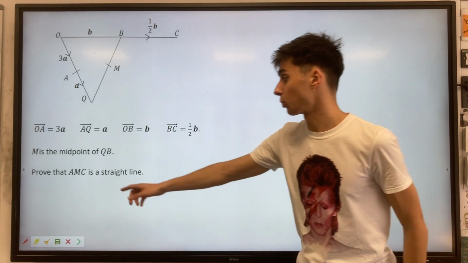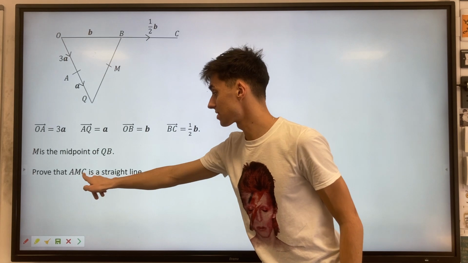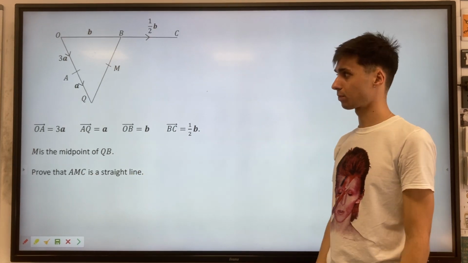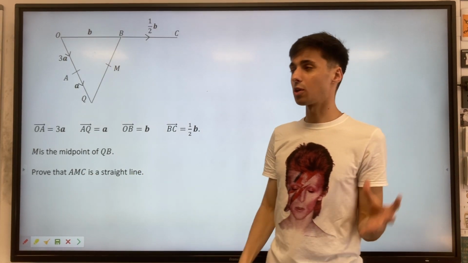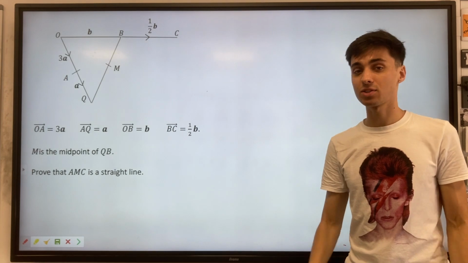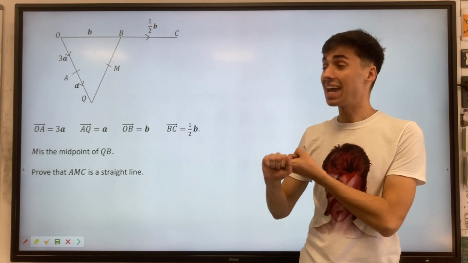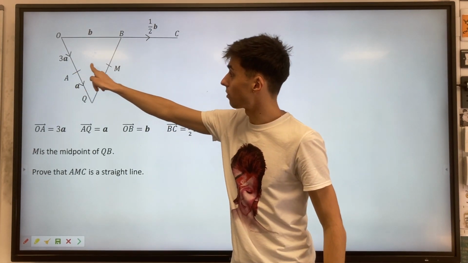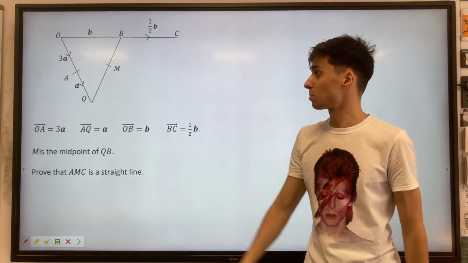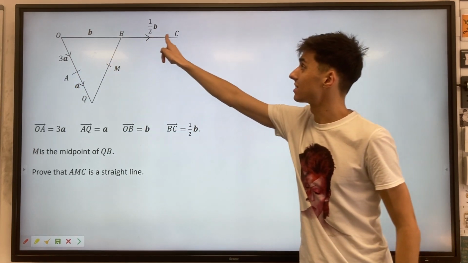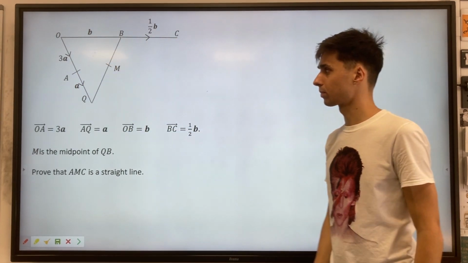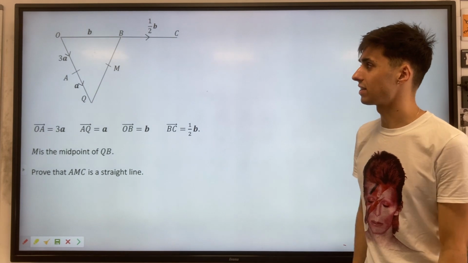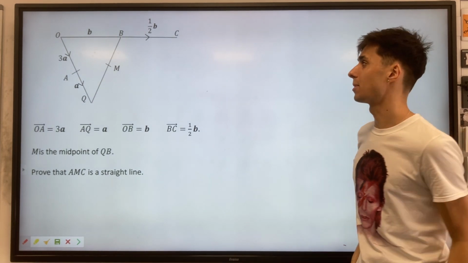So in this question, we want to prove that AMC is a straight line. We're thinking about other vector proofs involving straight lines. We're going to want to show that AM, the shorter part of this line, can be multiplied to find AC, the longer part. So let's start off then with finding this vector from A to M.